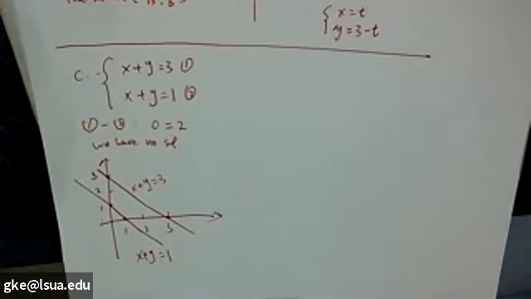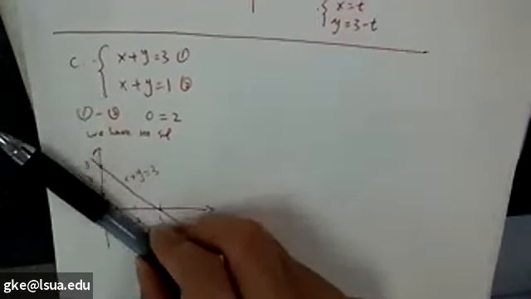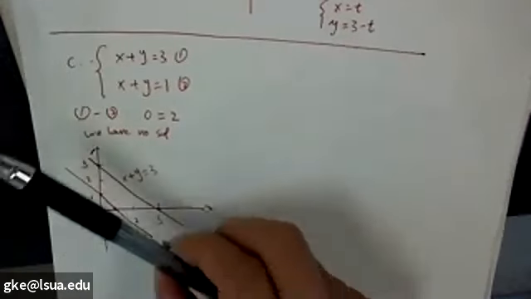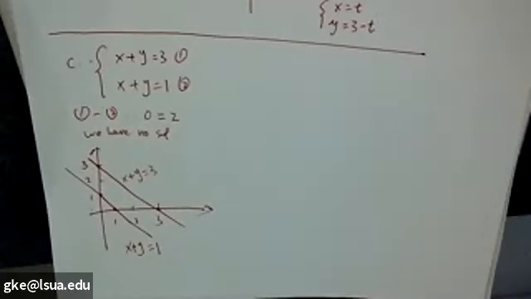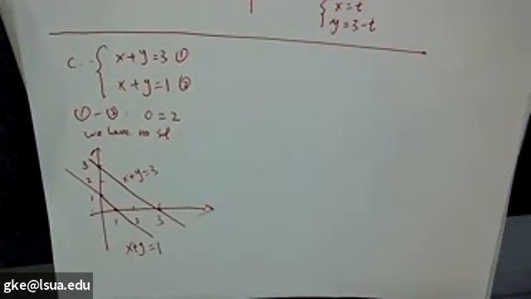Okay, what can you tell from this picture? These two lines are parallel to each other. That means what? They have no intersection point. If there is a solution, there should be an intersection point. Understood? Clear? So they are parallel to each other. That means we have no solution, or no intersection point. Okay, that's it.